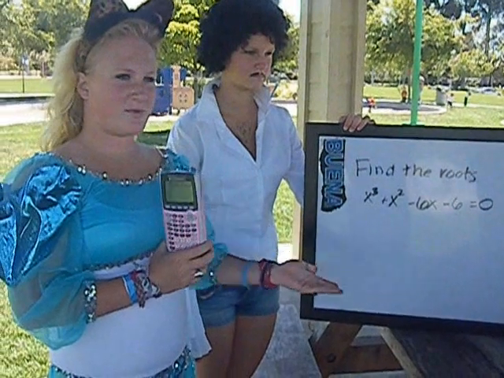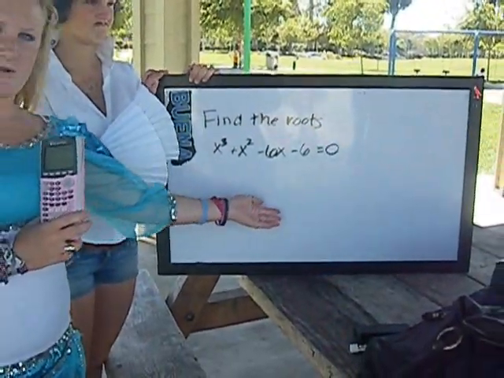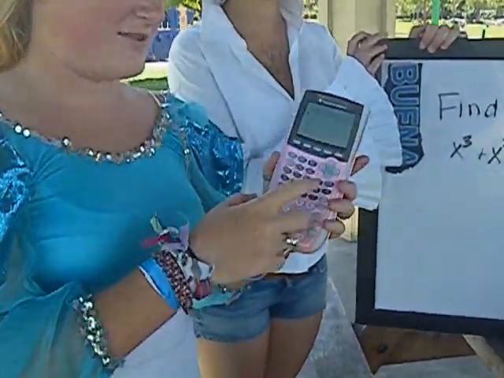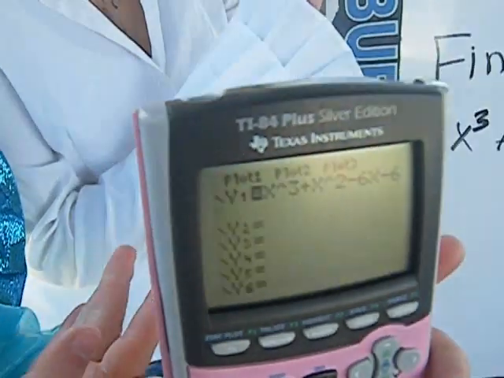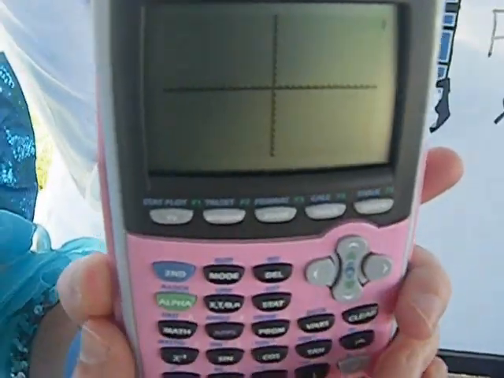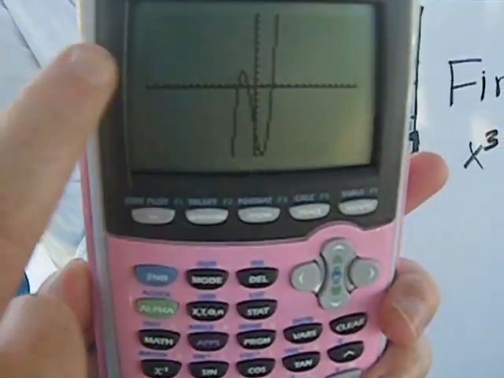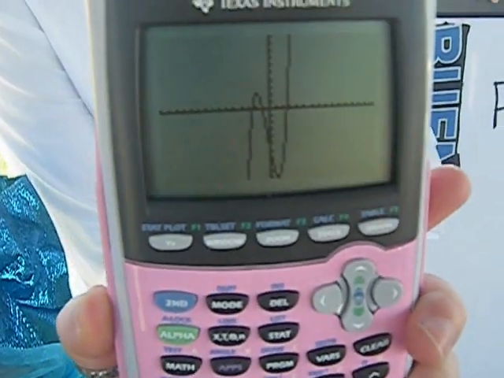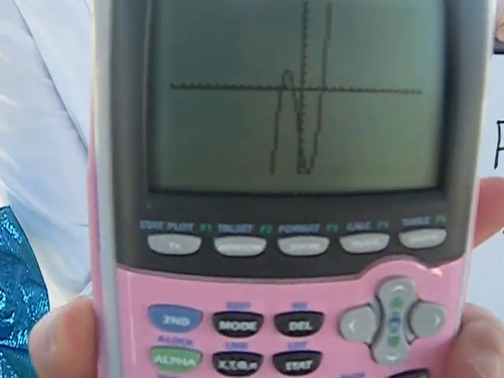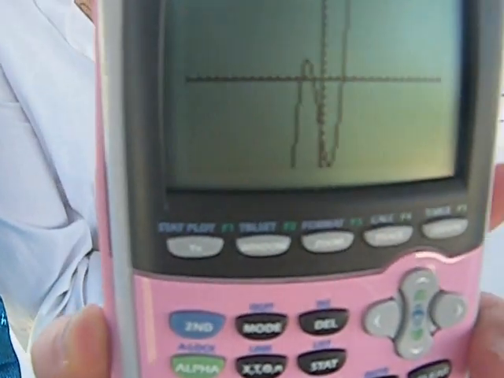Okay, our first problem is from 8.4, and it's to find all the roots of this equation. There are two ways to do this problem. First is on the graphing calculator. Simply type the equation into the y equals area and push graph. Once this appears, you find the places where the graph crosses the x-axis. Those are the roots of the equation.